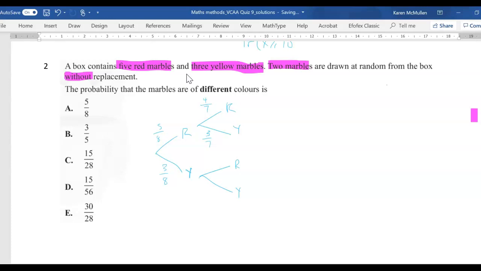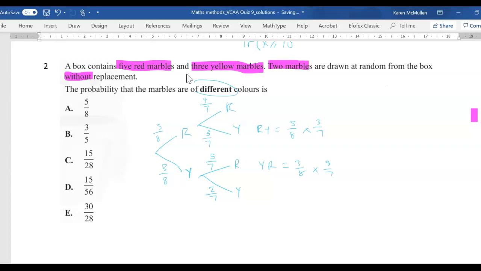All right, so if I take a yellow ball out, I still have all my reds, so I still have 5 reds out of 7 balls, but my yellows have reduced from 3 to 2. Okay, so we want different colors, so I can have either red yellow or yellow red. To do your probabilities, just multiply along the branches. So 5/8 times 3/7, and yellow red is 3/8 times 5/7.